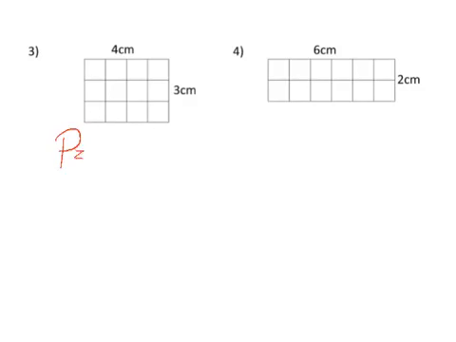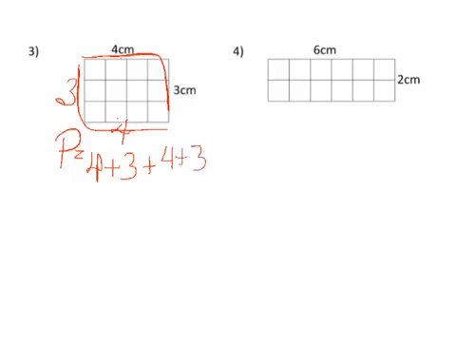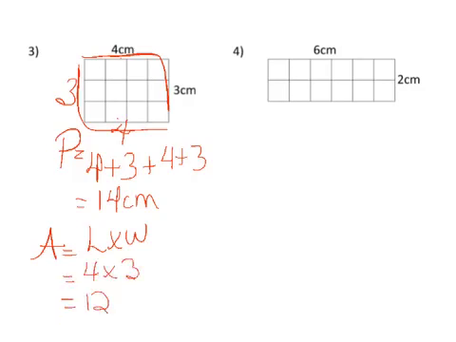Perimeter. Remember, we are adding the distance around all of the edges. Now, they only have 2 labeled, but we know the opposite edge is also the same. So 4 plus 3 around this outside edge, plus 4 plus 3 around this outside edge. 7 plus 7 equals 14 centimeters. For area, remember, we're multiplying the length times the width. 4 times 3 equaling 12 centimeters squared.